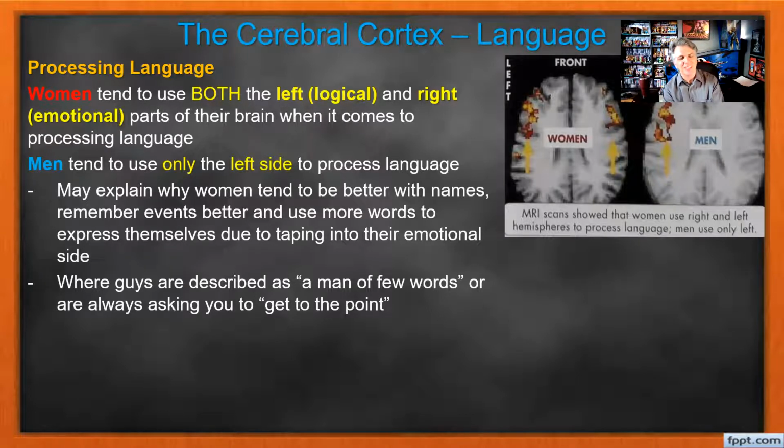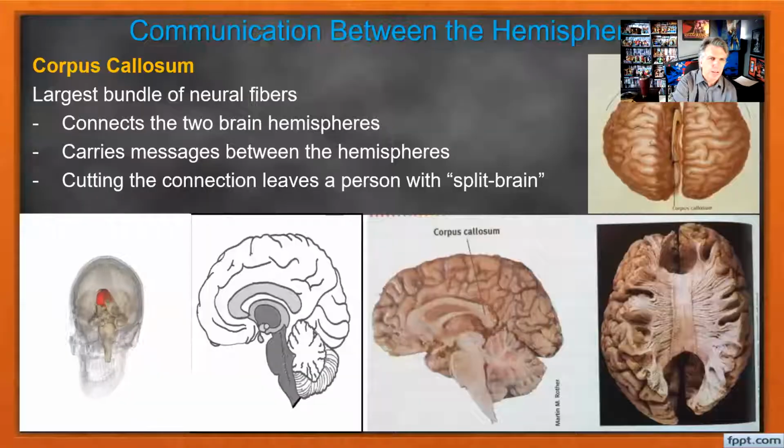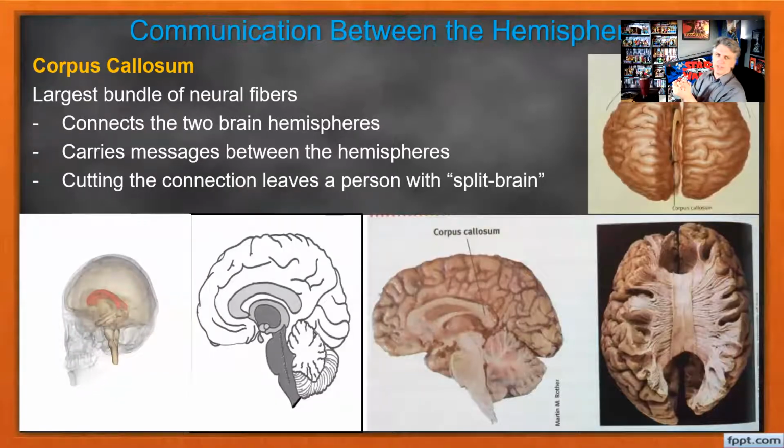Men tend to use only the left side to process language. And again, this is why women are better at getting things like body language, reading signs, emotions, stuff like that. It's why women use more words when they're explaining things, where a guy uses a few words. When a woman tells a story, it tends to be more words than when a guy tells a story. When asked to do only creative right brain activities, such as rhyming, men also tend to only use the right side of their brain. The corpus callosum, last couple things we got to talk about here.